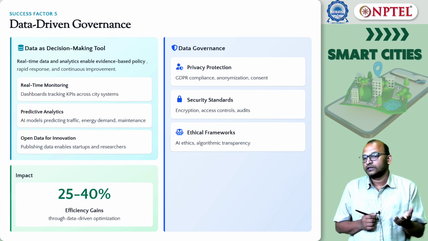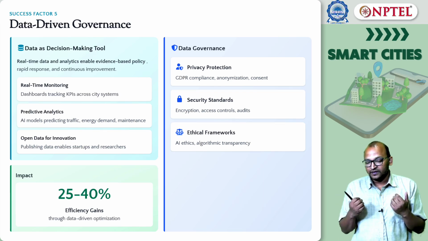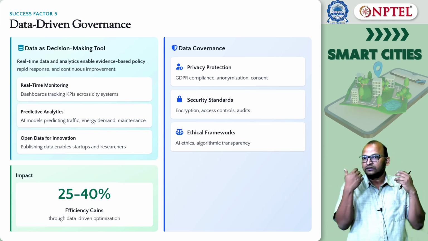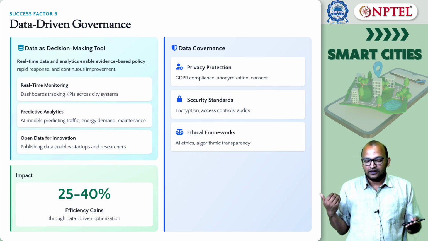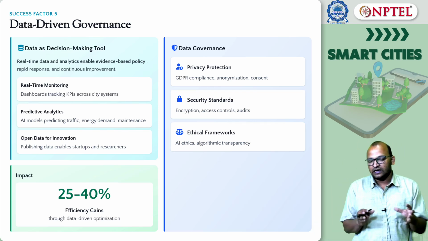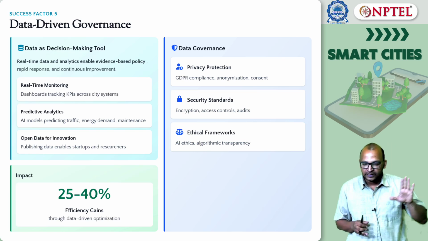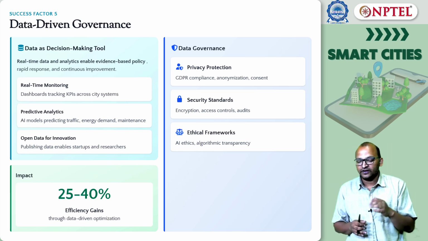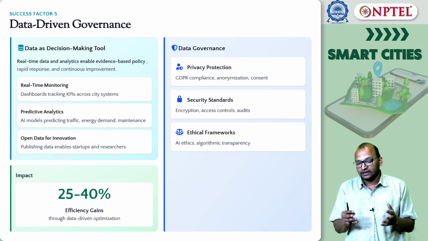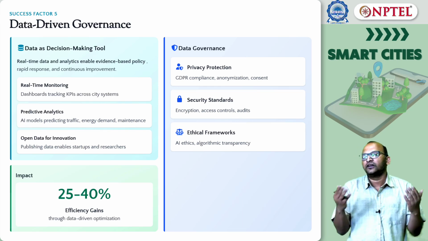The fifth success factor behind all these cities was data-driven governance. The real-time data being collected should be analyzed to enable evidence-based policy. That means whatever the data is saying should be used for rapid response and continuous improvements. So there should be real-time data monitoring, with dashboards tracking KPIs across city systems. There should be predictive analytics, where AI models predict traffic, energy demand, maintenance requirements, etc. And there should be open data innovation, that means the collected data should be publicly available so that startups or independent researchers may work on it and give different solutions.